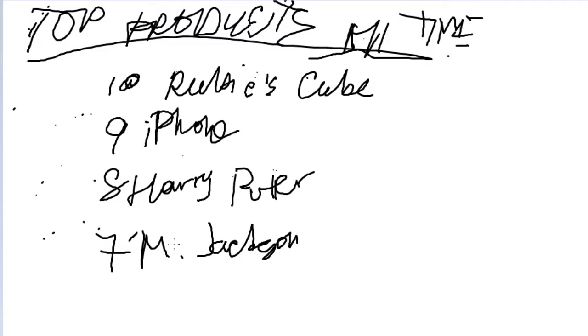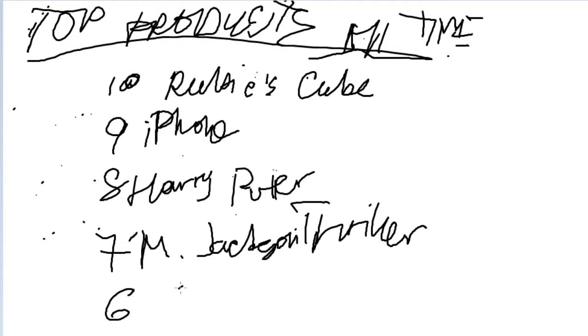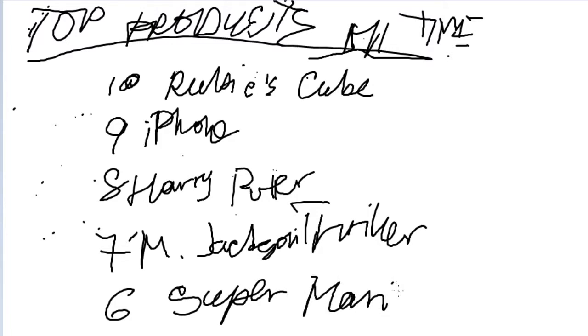It's kind of hard to write this way and talk at the same time. Number 6, that's everything related to the Super Mario franchise. And then number 5, everything related to the Star Wars franchise.